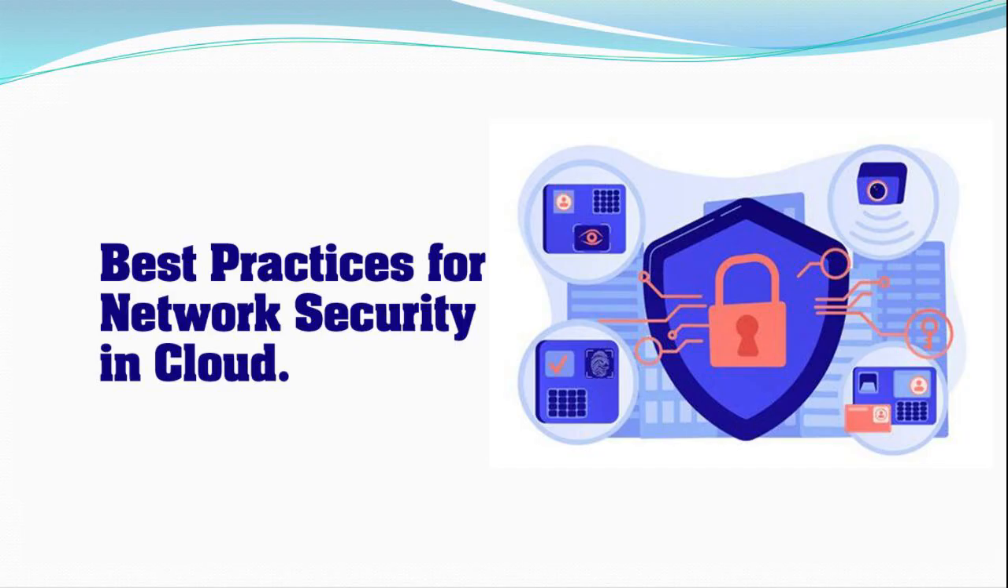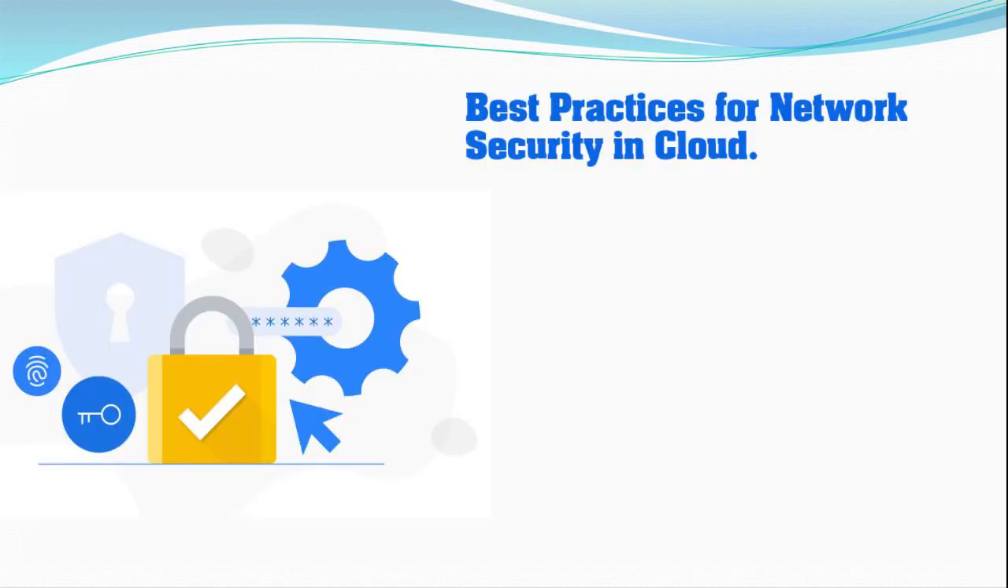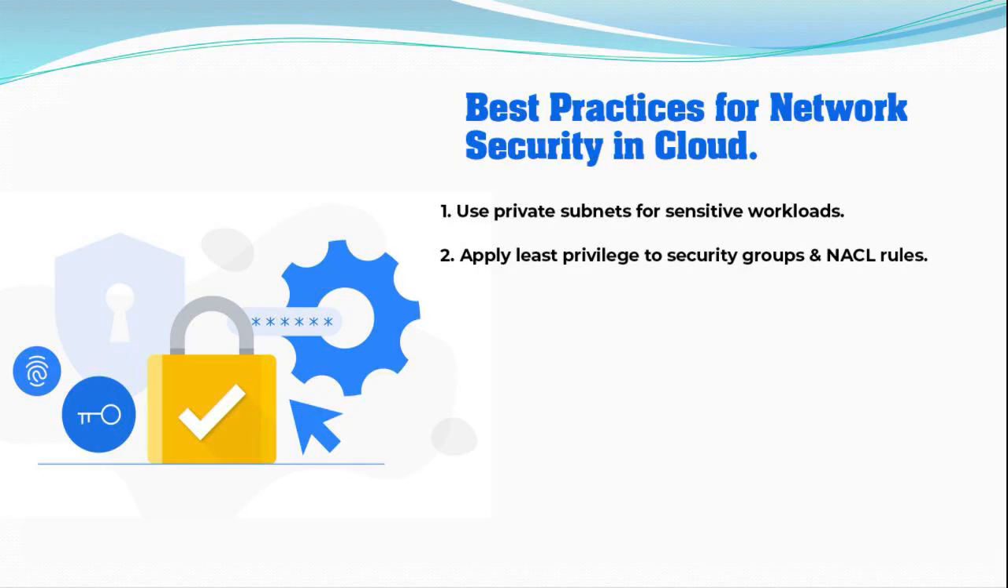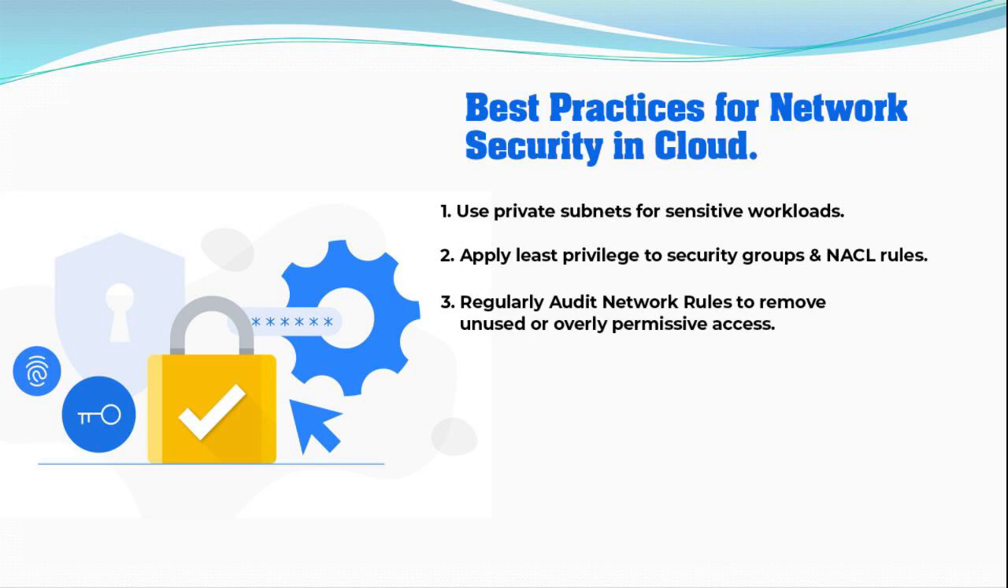As we wrap up this lesson, the last thing we will be considering is the best practices for network security in cloud. Here are a few best practices to strengthen your network security. Use private subnets for sensitive workloads. Apply least privilege to security groups and NACL rules. Regularly audit network rules to remove unused or overly permissive access.